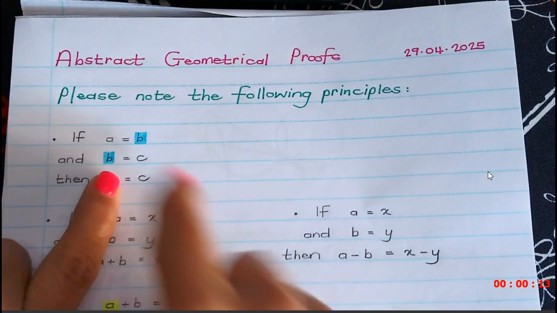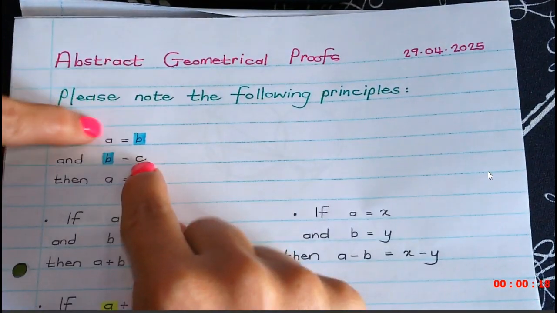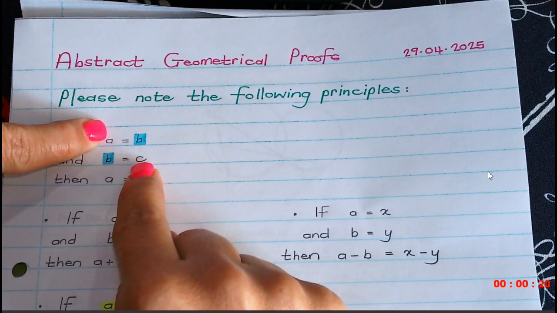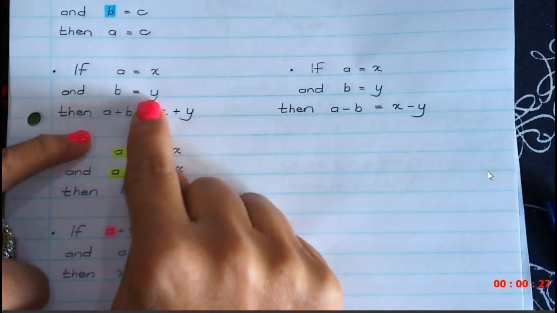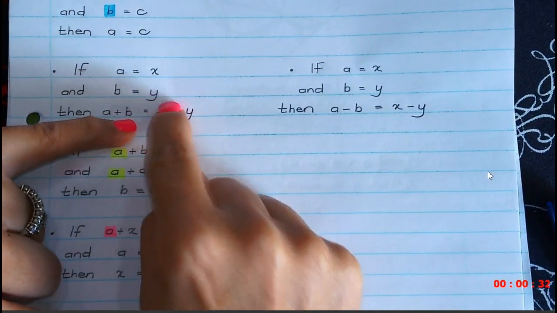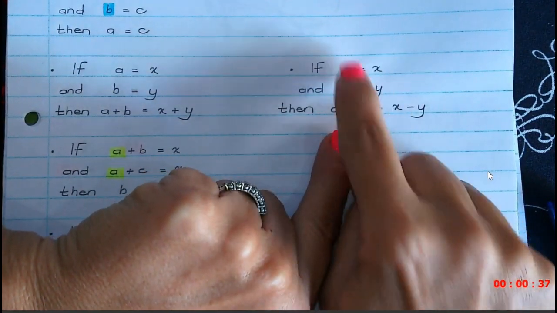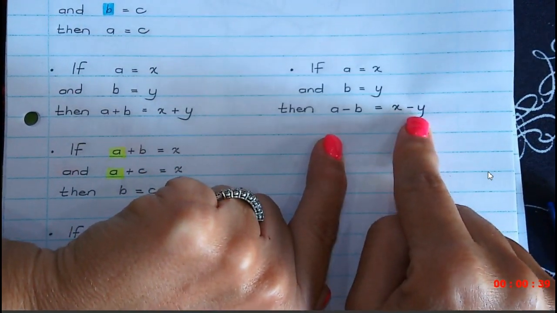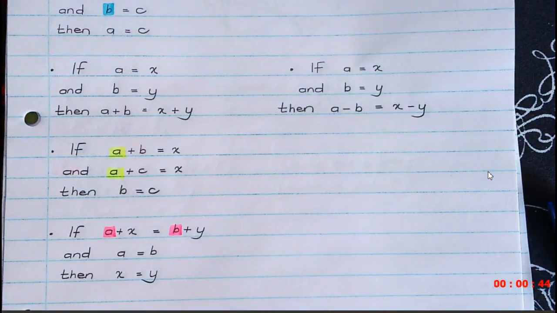So the first principle: if A equals B and B equals C, you will see that then A is also equal to C. If A equals X and B equals Y, and I add those two, it will be equal to the addition of those two as well. The opposite of that, the subtraction: if they are equal and I subtract them both, the two answers will be the same.